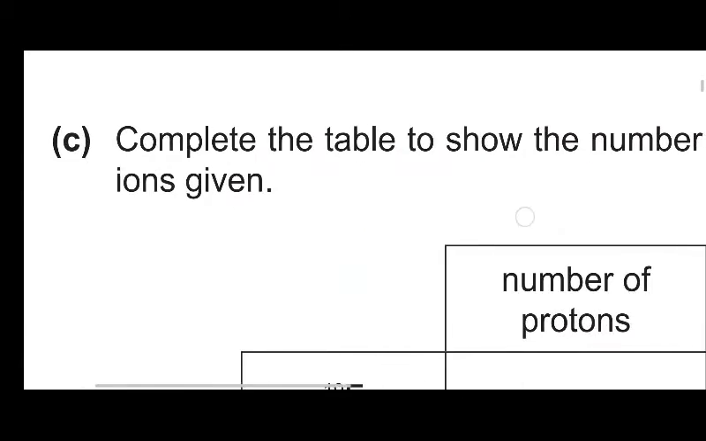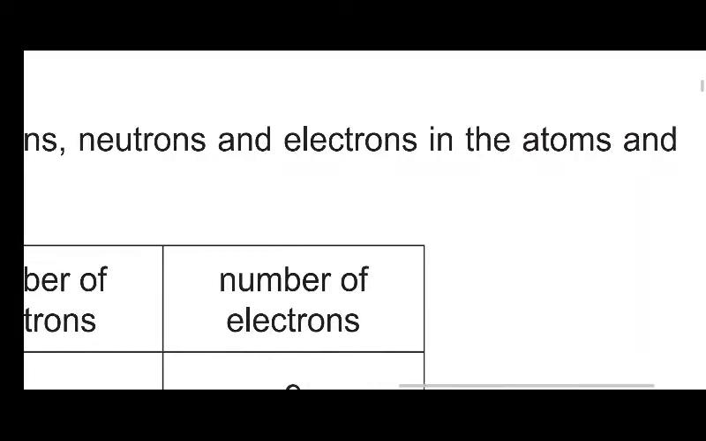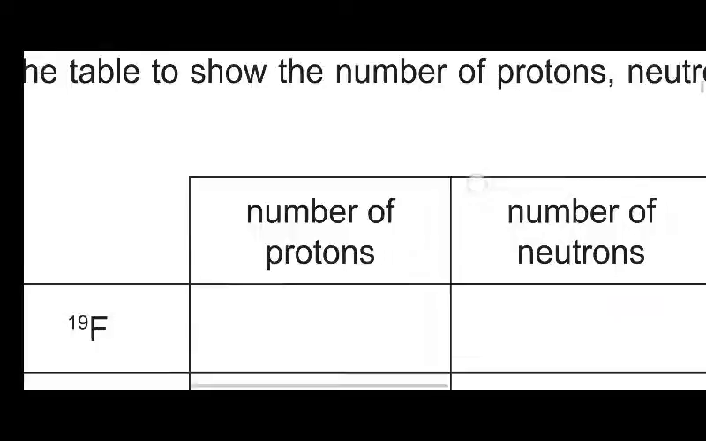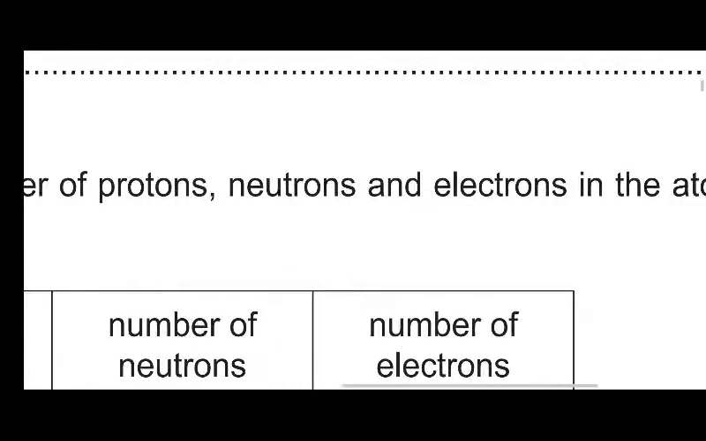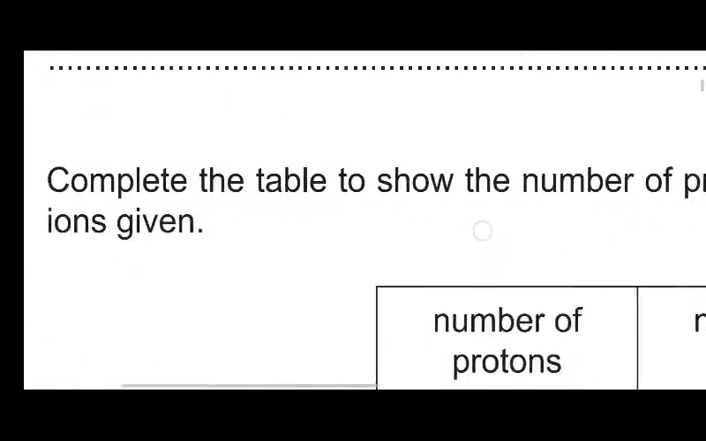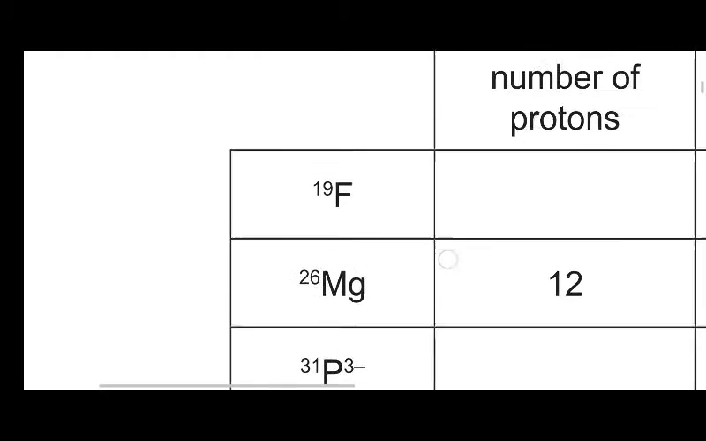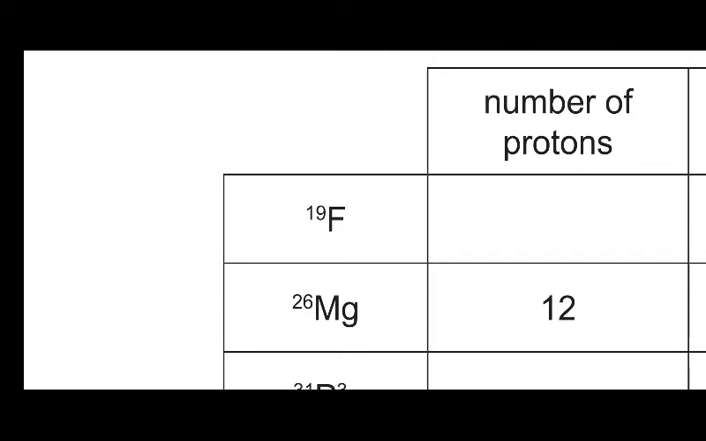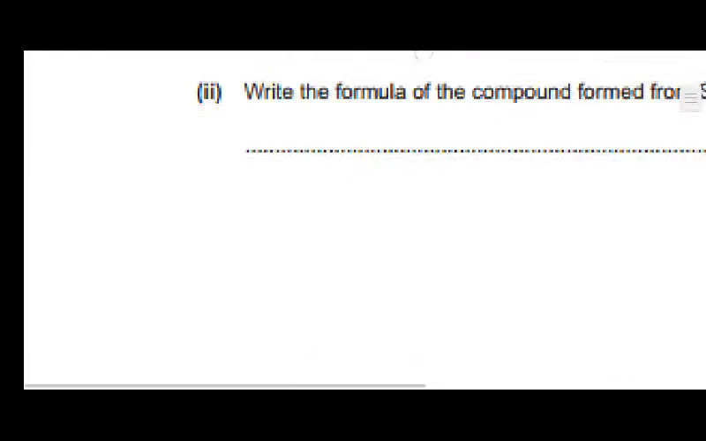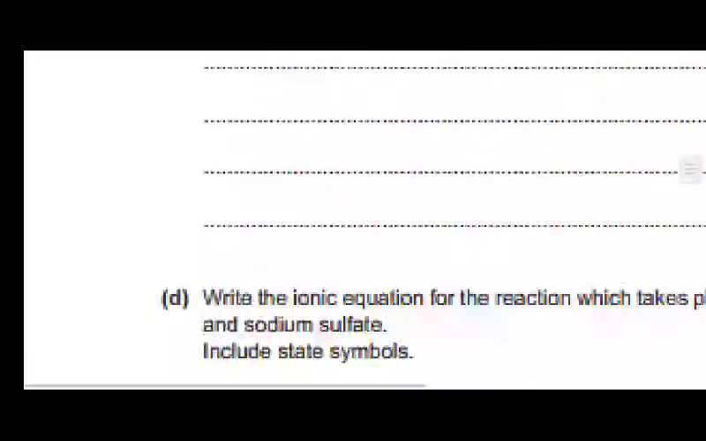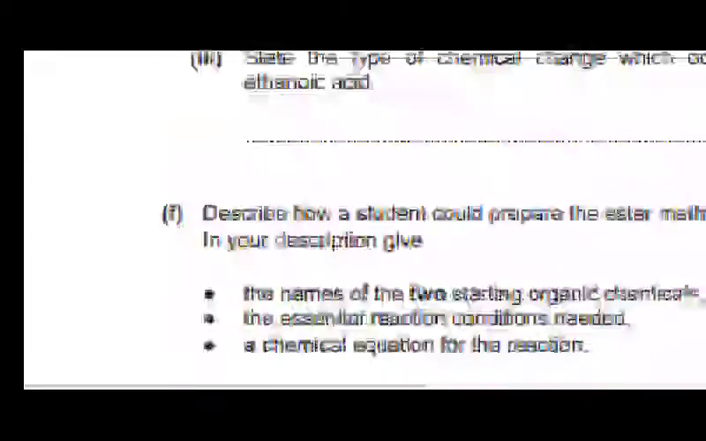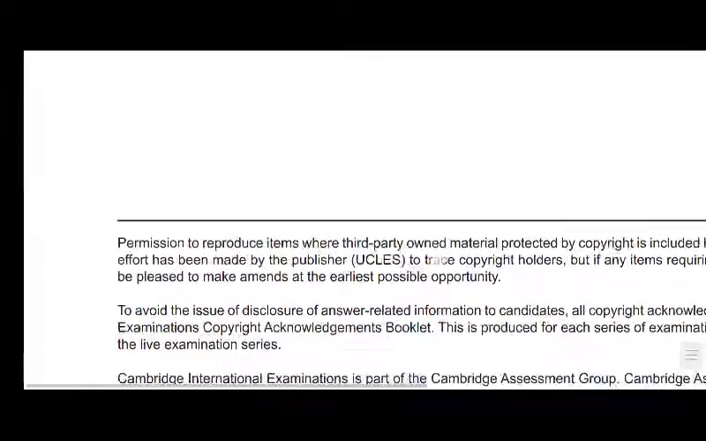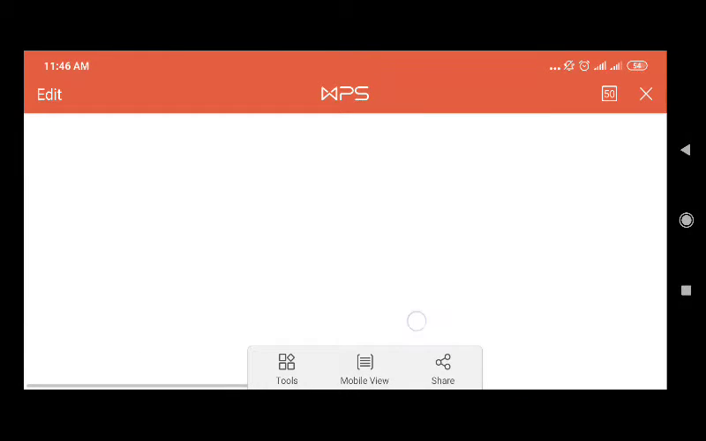Okay, let's go to C. It says complete the table to show the number of protons, neutrons, and electrons in the atoms and ions given. So you see you have atoms there. All right, you have atoms, then you also have ions given in the question. Now, the first one is an atom. It says fluorine with the atomic mass number of 19. What's the number of protons? For that one, just go to the periodic table at the very end. Okay, it's at the end of the question paper. So there is a periodic table right here. Just wait for it.